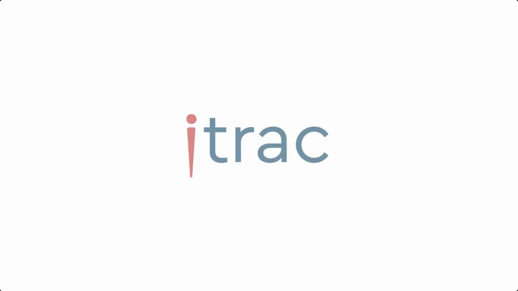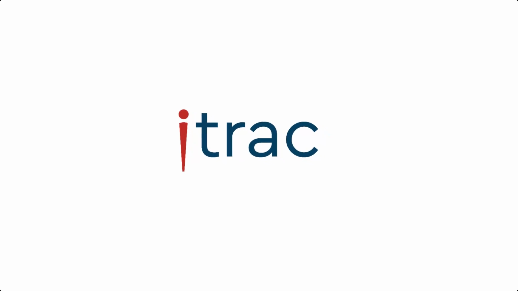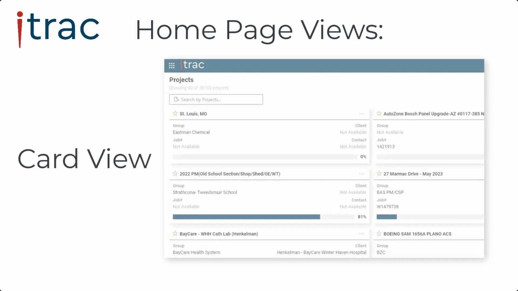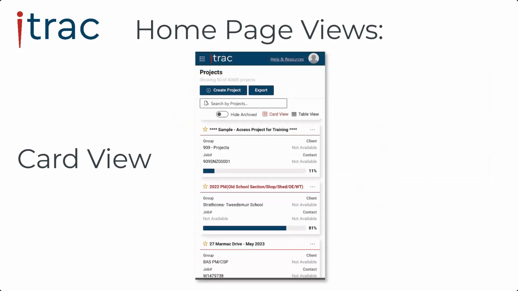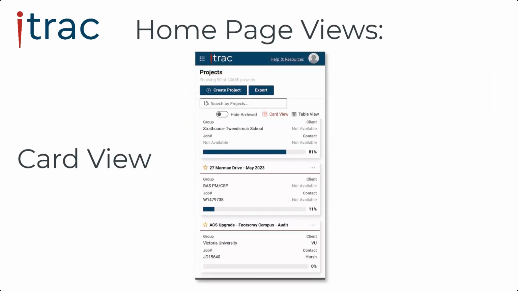The first step that you need to know is how to locate your project within iTrac. When you first log into the system, you will see a listing of projects that have been shared with you. There are two options for viewing projects on the home page. One is the card view, which allows you to view each project as a separate card. This view works best in the mobile version as it allows for easy vertical scrolling.